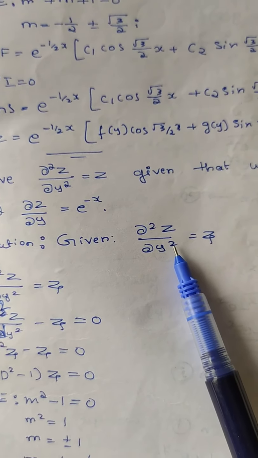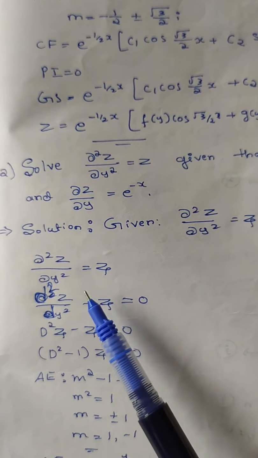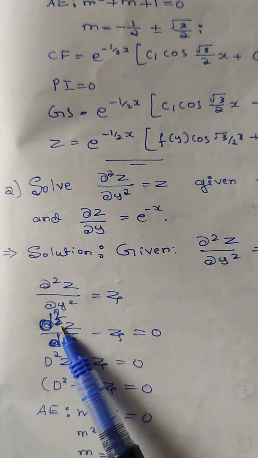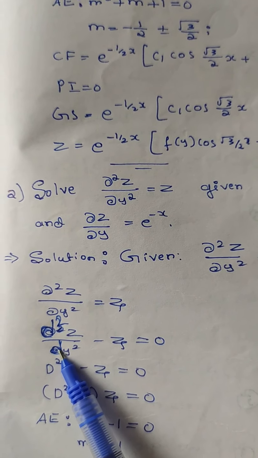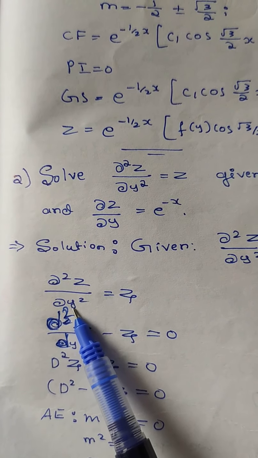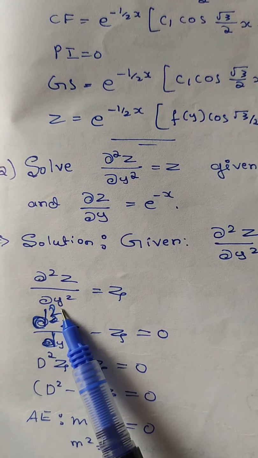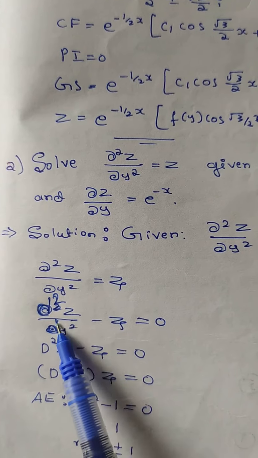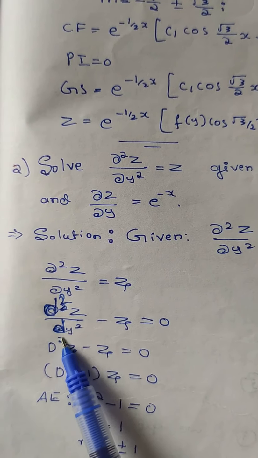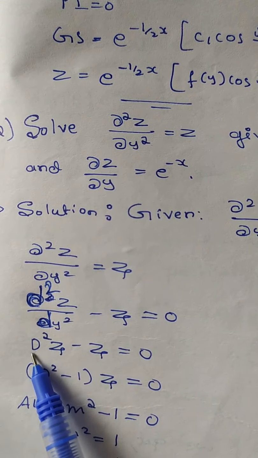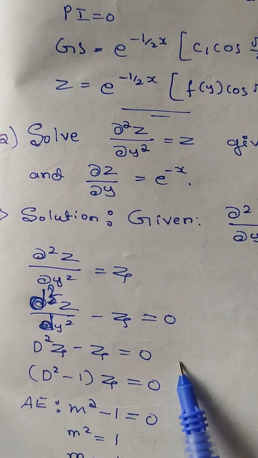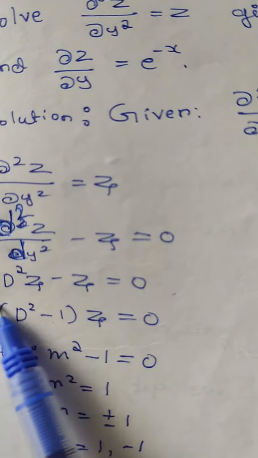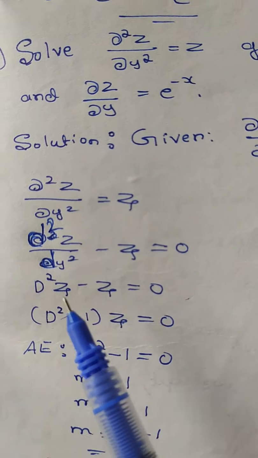Consider the given differential equation. This differential equation can be written like this. See, ∂²z/∂y² = z. You transfer and convert into an ordinary differential equation, because we have only one independent variable. What is the independent variable here? y, with x constant. Since y is the independent variable, write this in terms of the differential operator: D²z - z = 0. Take z common, we get D² - 1. D² - 1 is the polynomial operator.